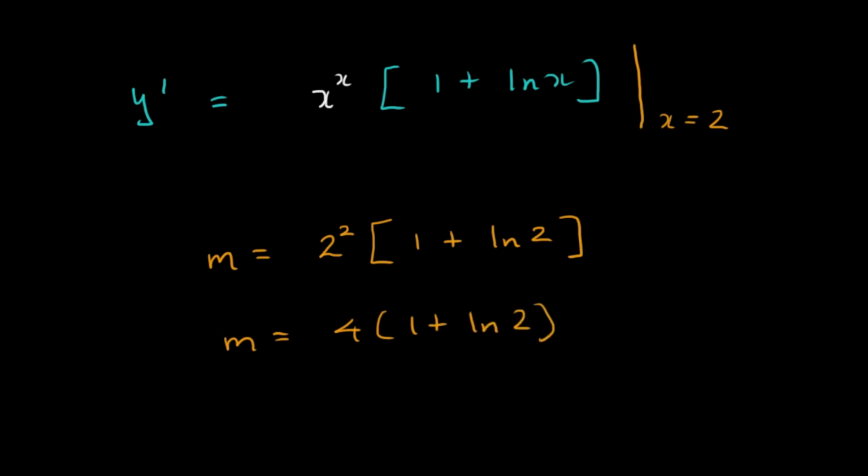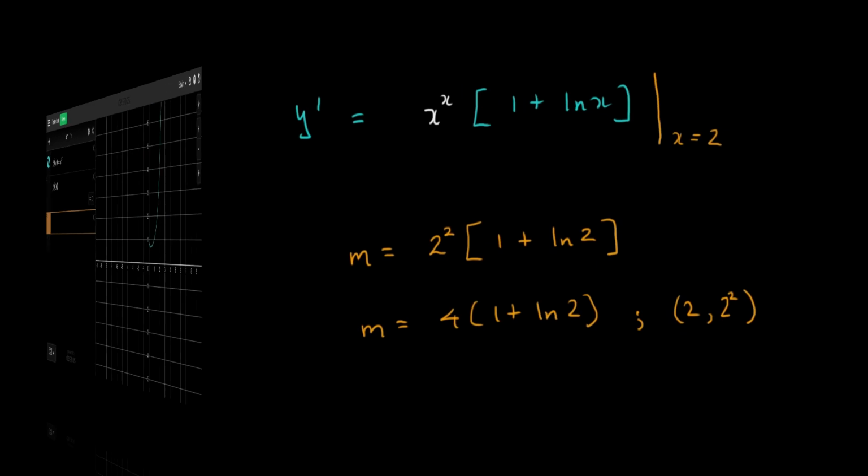A bit awkward, but there's our tangent slope, and our point of tangency, remember, of course, was x equals 2. And subbing 2 into our original function, that's 2 to the power of 2. So our point of tangency is at 2 and 4. So let's type this into Desmos, and we'll let Desmos deal with the decimals and whatnot, and we'll see our tangent line graphed at this point of tangency, 2 and 4.